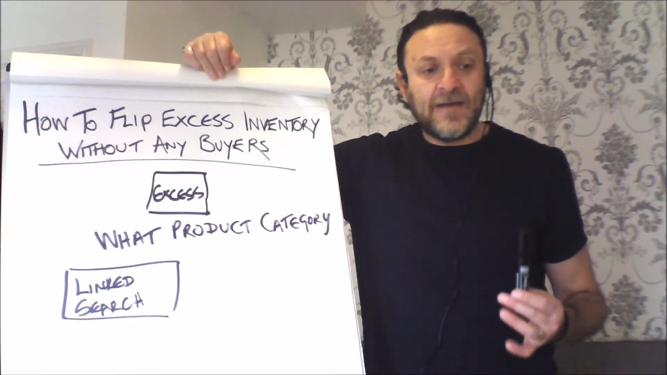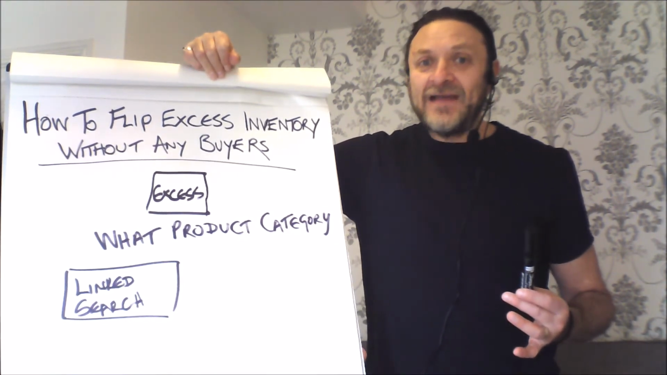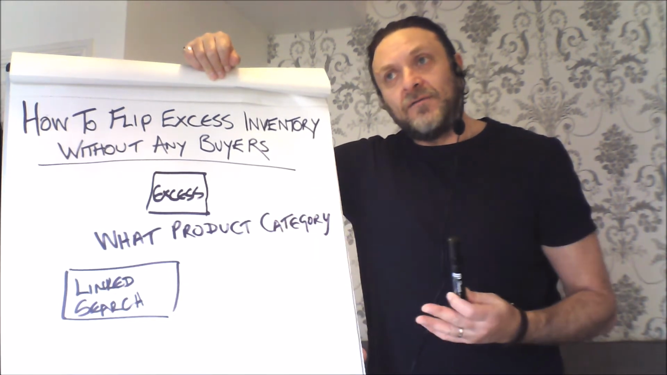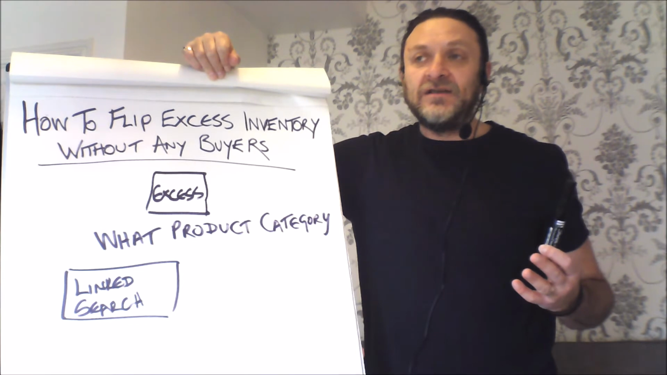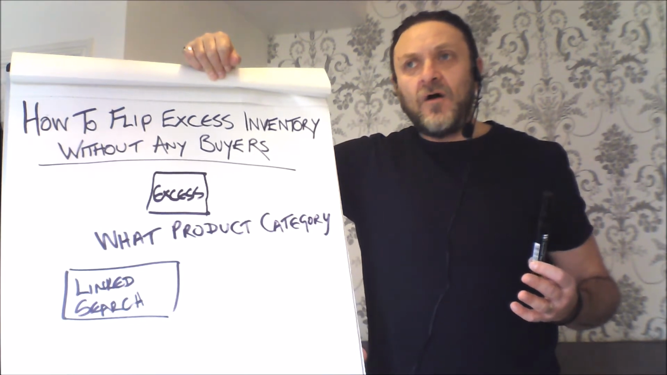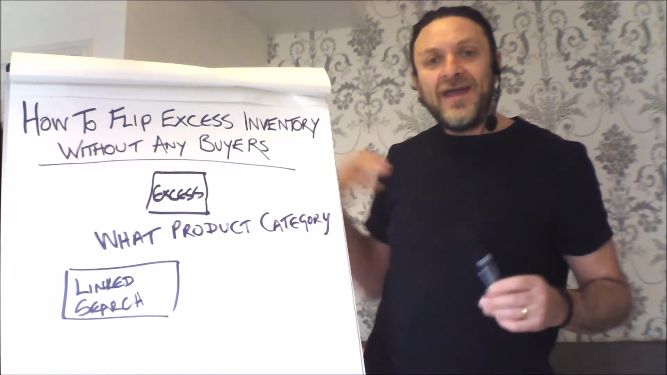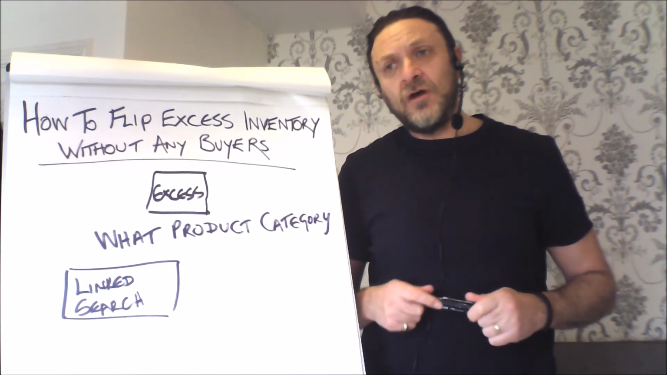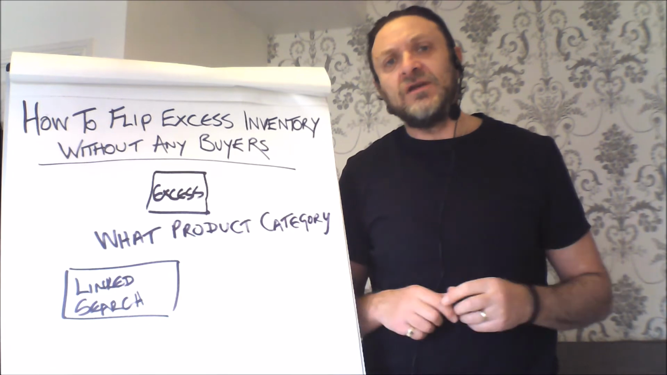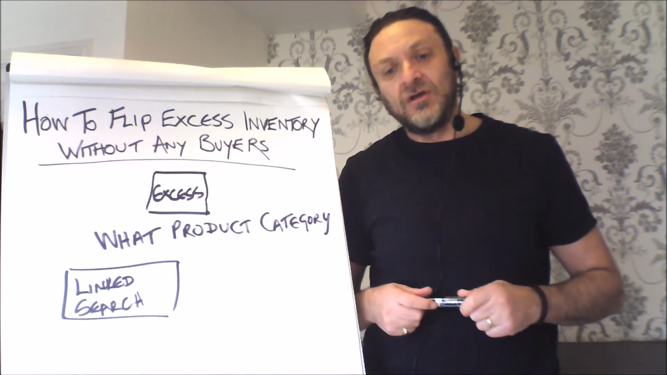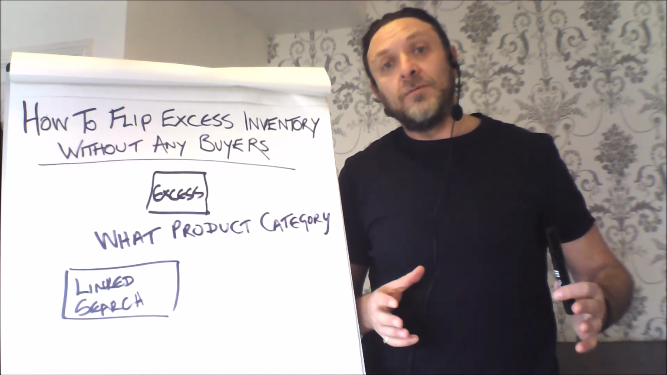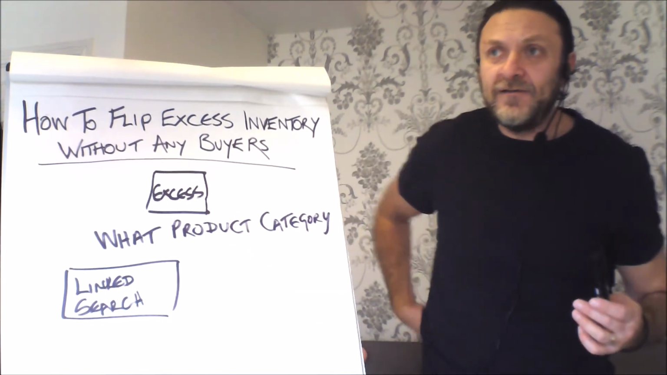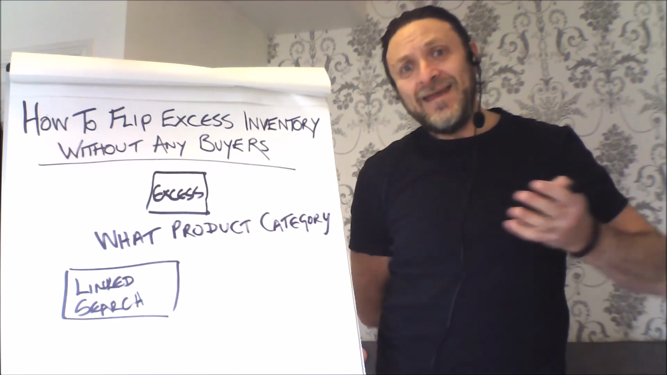The first step is getting connected with people who are in that industry. The reason you want to be doing that is because they are in that industry and they've got their own buyer connections. Okay? So what you are in effect doing is you are finding connections who know potential buyers for that excess inventory.